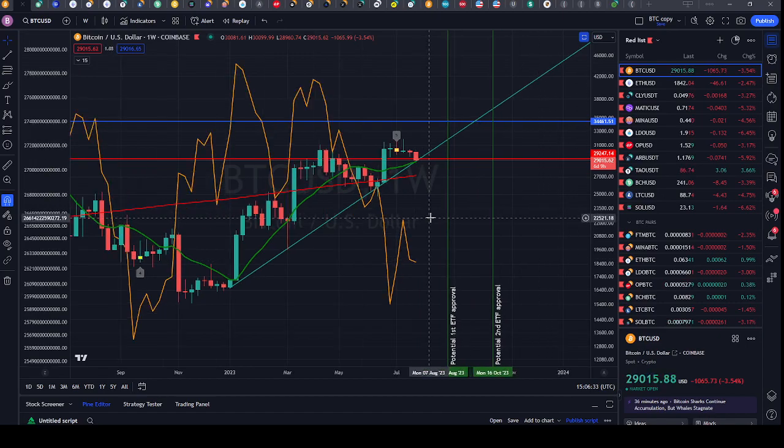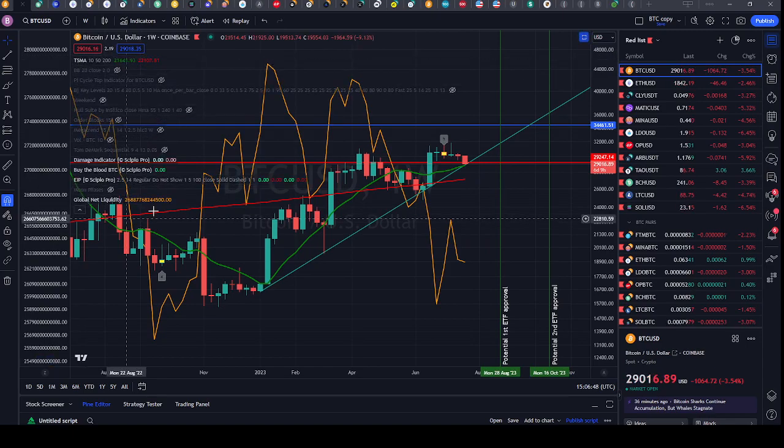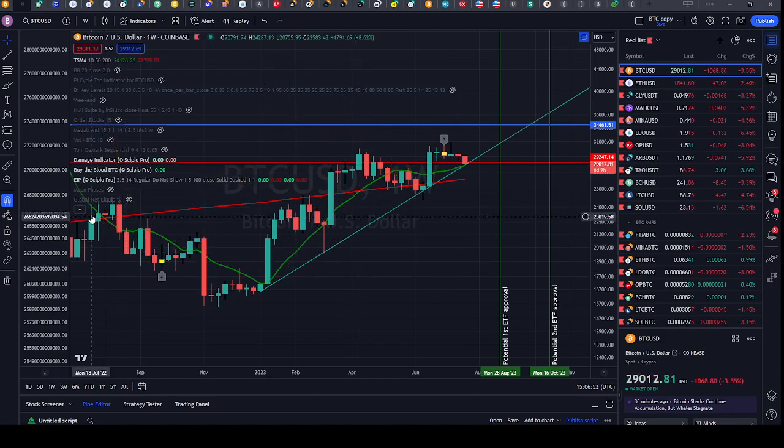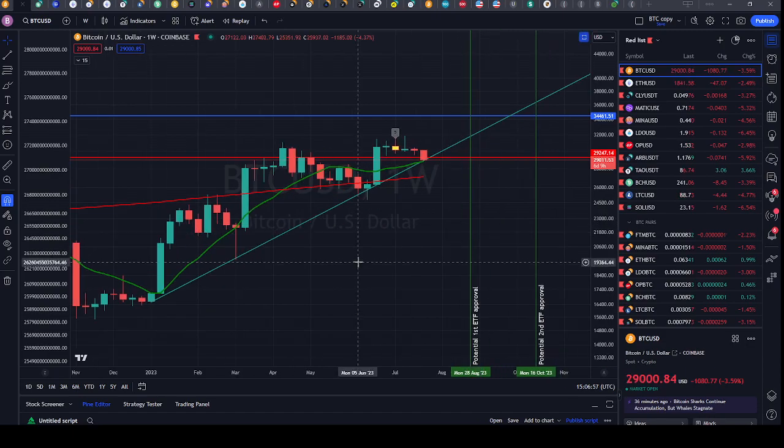And this goes back to my thesis that I have right now, that I think we're going to see some very meh price action up until the time frame of this potential first ETF approval. I'm going to go ahead and hide this liquidity indicator for the moment because I'm going to be messing with the scales. But yeah, I wanted to dig into Bitcoin here first a little bit.